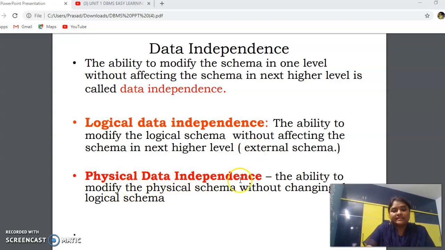Next one is physical data independence. The same as we have studied for logical data independence, we will study for physical data independence. The ability to modify the physical schema without changing the logical schema. So you can change anything in that level without affecting the next higher level. The next higher level for logical data independence is the external schema. The next higher level for physical data independence is the logical schema.